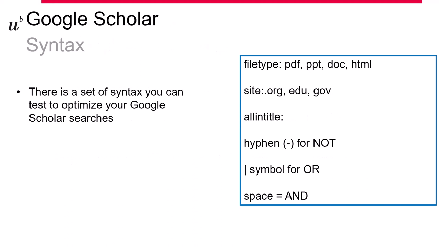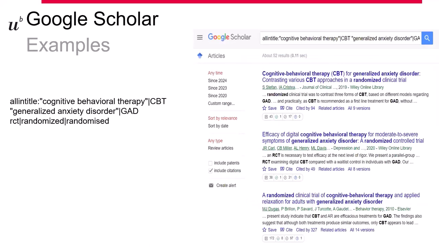And now we'll dive in a little bit about syntax. What you're seeing here is not a comprehensive list of syntax that you can use to optimize your Google Scholar search, but it's to generate some ideas, maybe some inspiration of how you can operationalize it. Here are some examples. This is a more precise search. If you're not doing, for example, a systematic review, and you just want to get a couple of really good articles, you can use some of this syntax to be more precise in your search.